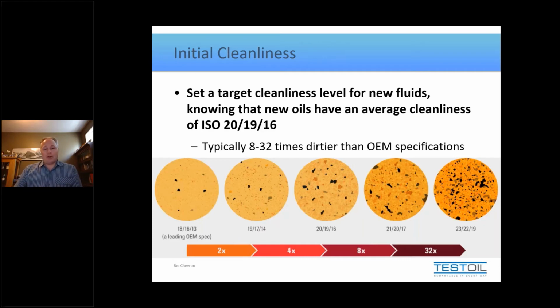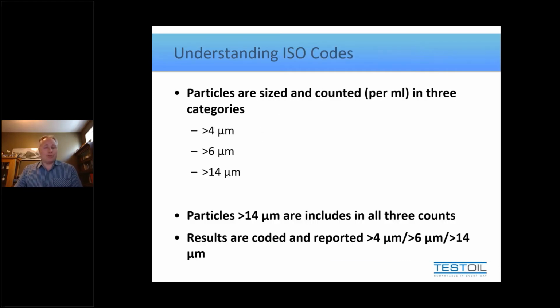Now, what you need to know about particle counting is when we count particles in your oil, we're reporting this as the number of particles per milliliter. And a lot of people wonder, how big is a milliliter? Well, it's about a cubic centimeter in volume. And you go, what's a cubic centimeter?